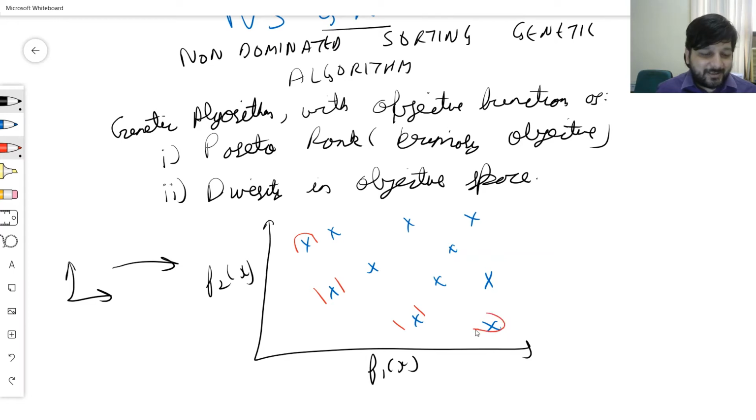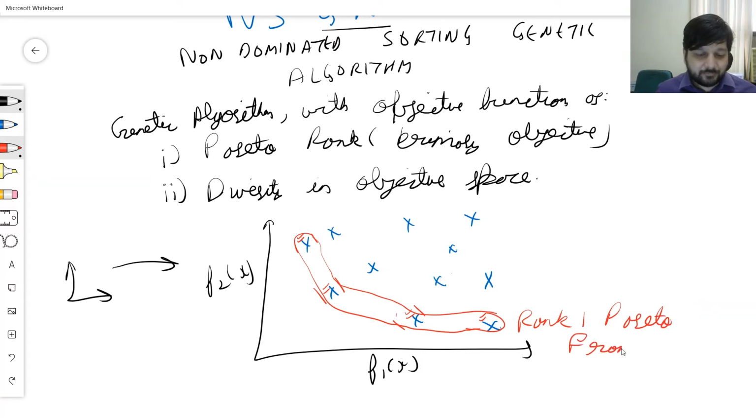So this is non-dominated. This has this in its bottom left. This has too many in the bottom left, which means these are the non-dominated individuals. And this is what my Pareto front is. And the Pareto front is called a rank 1 Pareto front. So let me write down the rank 1 Pareto front over here. So that's rank 1 Pareto front.